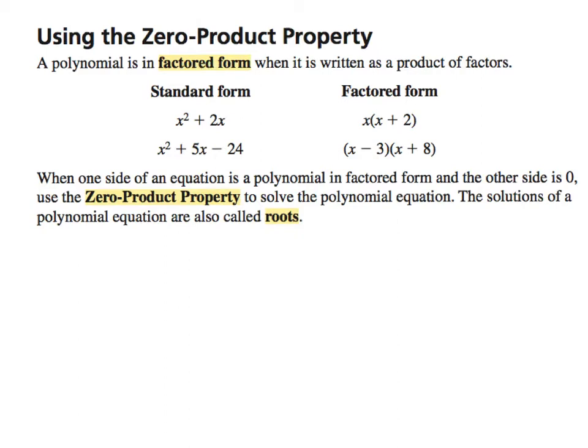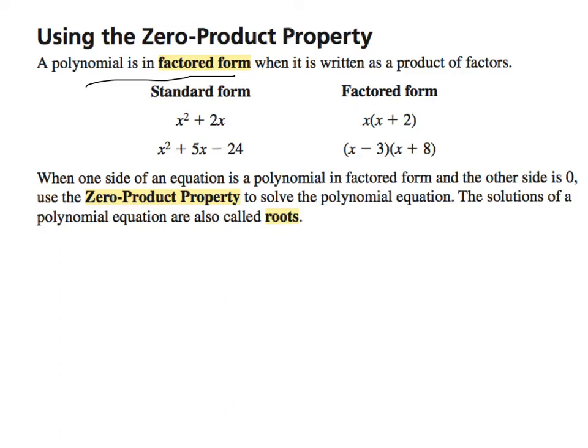Now, factors. You've done factors way back in elementary school. If I asked you factors of 20, you could tell me 1 and 20, 2 and 10, 5 and 4. Those are all factors. Polynomials can be factored as well. A polynomial is in factored form when it is written as a product of its factors. So here we go. Standard form, x squared plus 2x. The exponents go from highest to lowest.